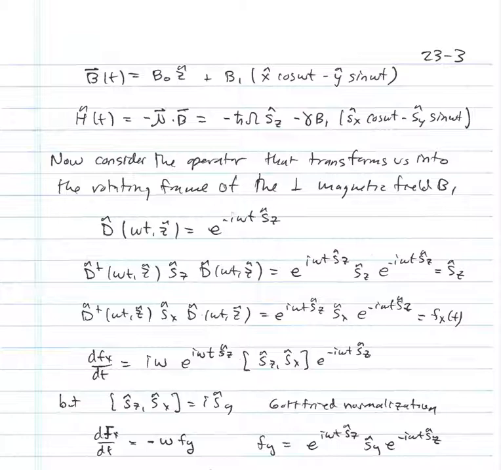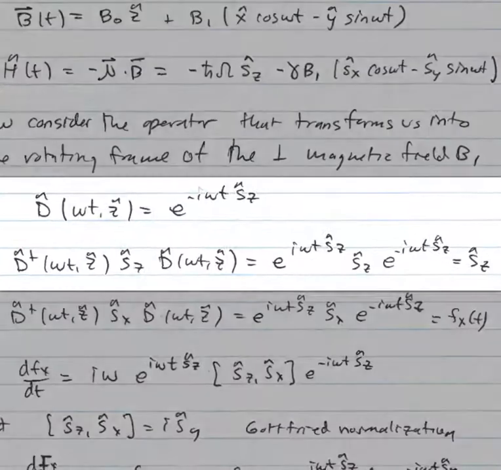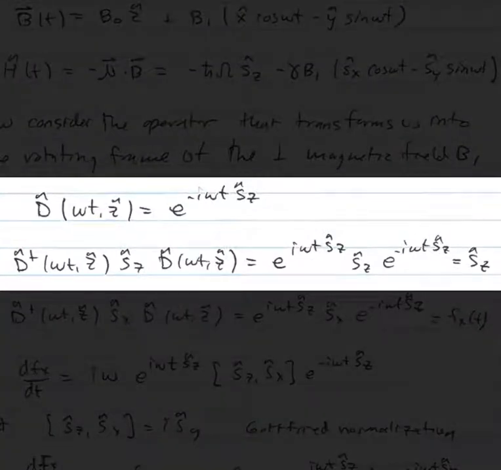Now we consider the operator that transforms us into the rotating frame of the perpendicular magnetic field B1. This operator we're going to denote as D hat of omega t comma z. That's indicating that we're rotating about the z-axis. The angle of rotation is omega t, and so D hat of omega t around the z-axis is equal to e to the minus i omega t times Sz. This is a definition of a rotation about the z-axis for the spin. That's why the spin operator Sz is appearing in the exponent.